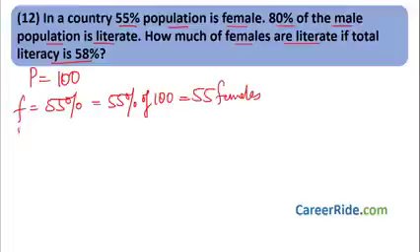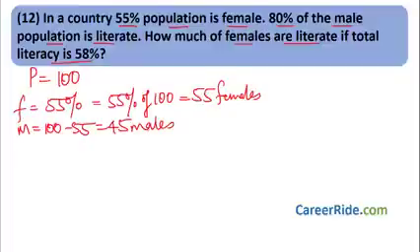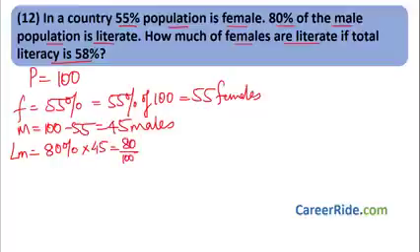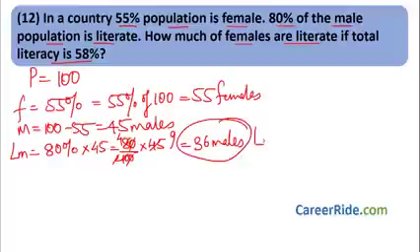So how many males are there now? That is 100 minus 55 females, that is 45 males. What have they given? 80% of the male population is literate. That means literate males are nothing but 80% of the male population. What is the male population? 45. So 80% of 45 are literate. What do we get? 80 upon 100 into 45. 5 2s are 10, 5 9s are 45, 2 4s are 8, 4 9s are 36. So 36 males are literate. These are literate males.